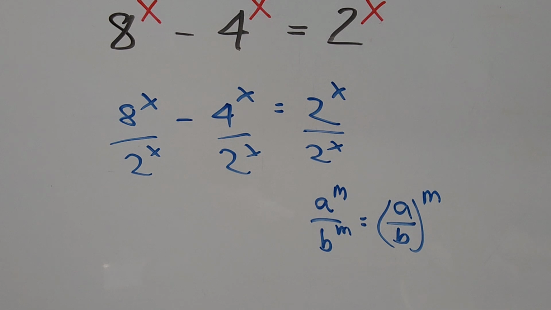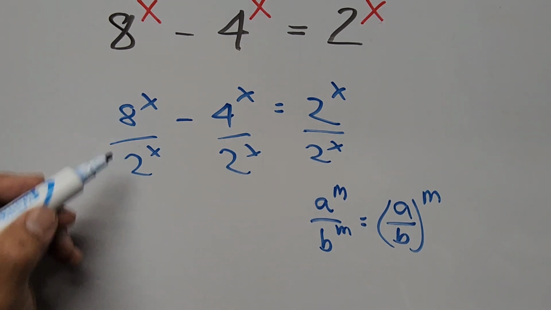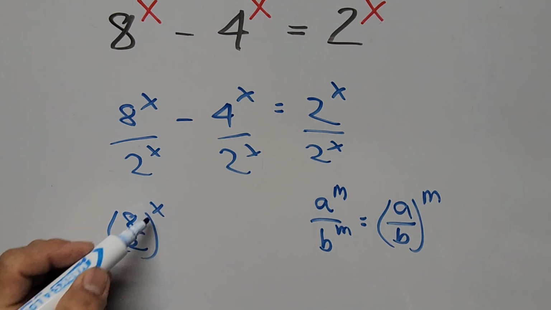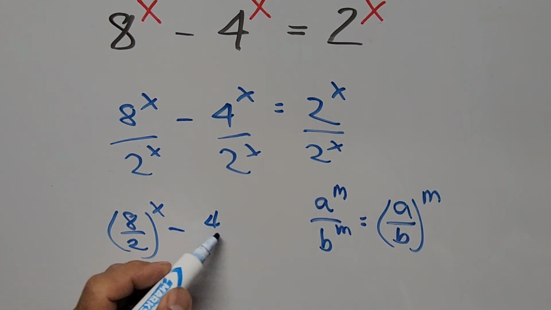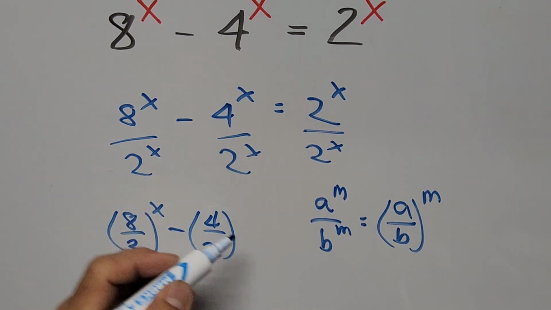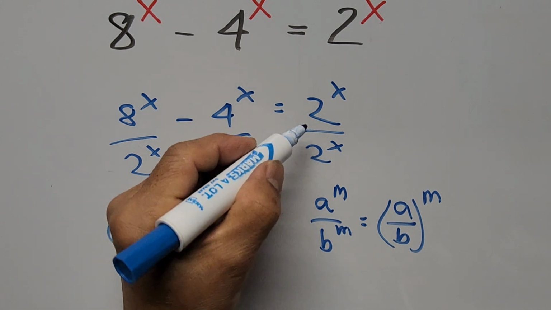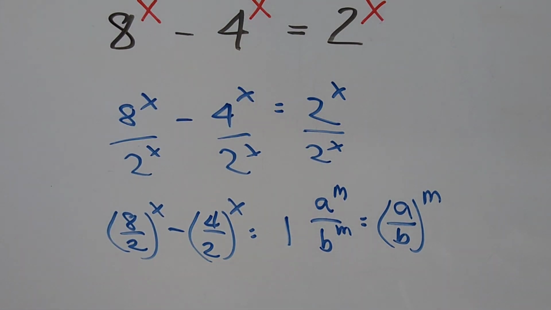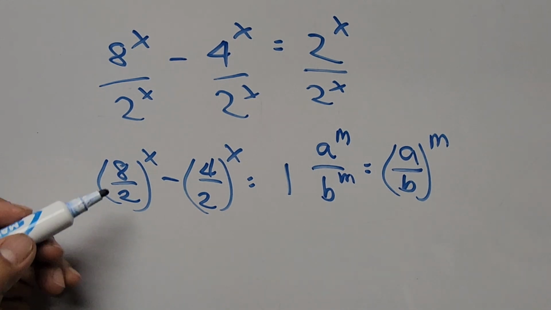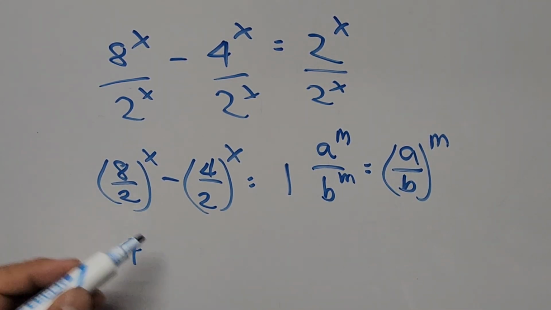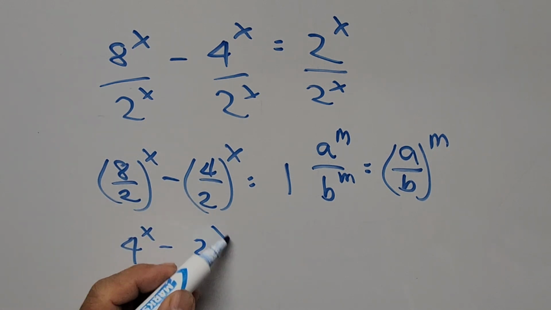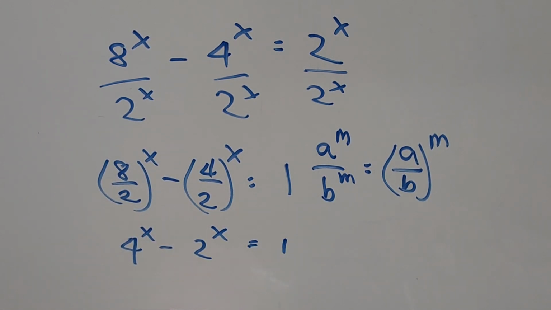So let's do that. On our equation we have 8 divided by 2 to the power of x minus 4 divided by 2 to the power of x equals 2 to the power of x divided by 2 to the power of x, that is 1. Now let's simplify. 8 over 2 is 4 to the power of x minus 4 over 2 is 2 to the power of x equals 1.